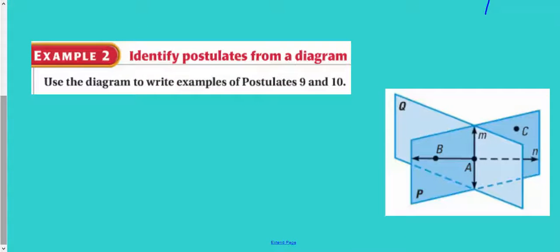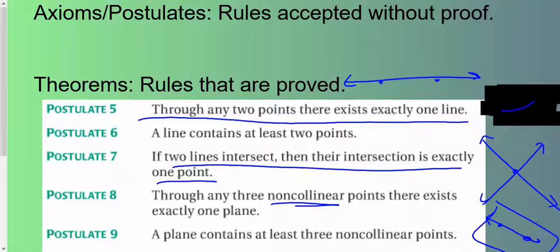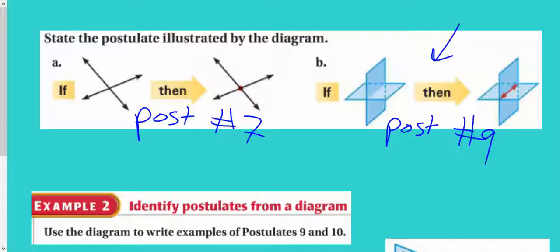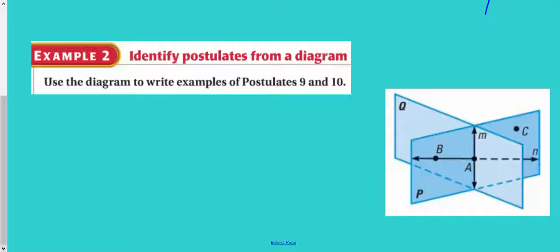Use a diagram to write examples of postulate number 9 and 10. Okay, so let's go back and read number 9. Number 9 says a plane contains at least 3 non-collinear points. We've got to find 3 non-collinear points here. We could say C, B, and A. So plane P contains points A, B, and C.